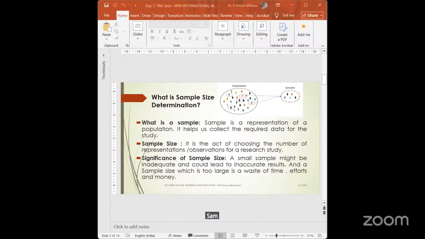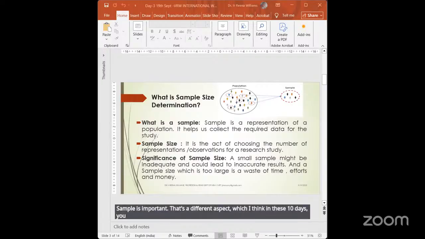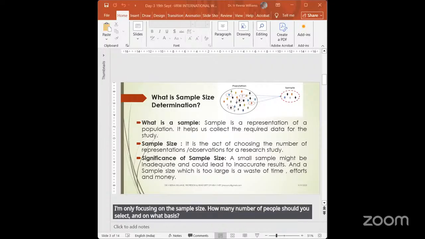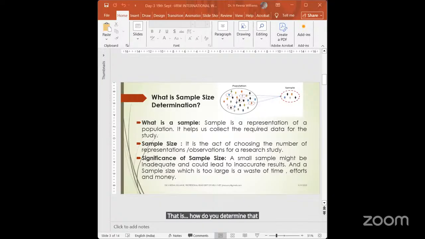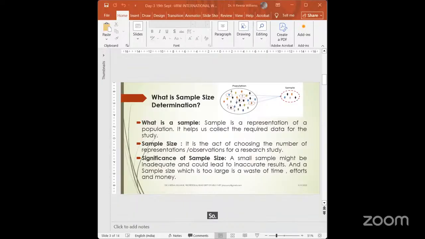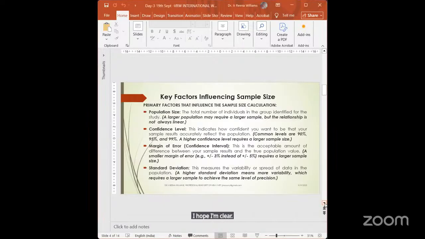Sample is important. That's a different aspect, which I think by the end of these 10 days, you will understand. I'm only focusing on the sample size. How many people should you select, and on what basis? How do you determine that? That is the objective of this session today. So you need to have a significant sample. That is what we understand. I hope I'm clear. I'm going to the next slide now.